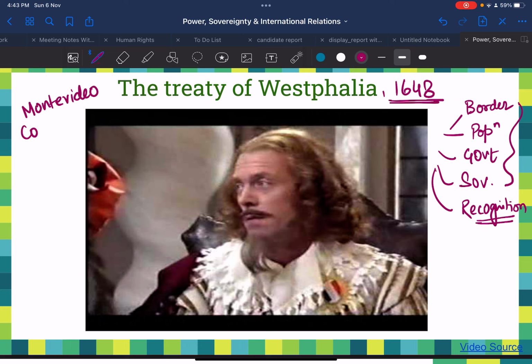Montevideo Convention. When? In 1933. So that outlined the feature of a sovereign nation state, where specifically it said that apart from these four things, recognition is highly recommended for a state to be called a nation state. I hope this is clear to you about 1648 and 1933: the idea of statehood generated in 1648, and the idea of the whole definition along with the recognition came in the Montevideo Convention. So this short video is all about that.